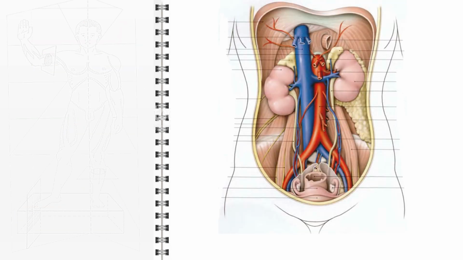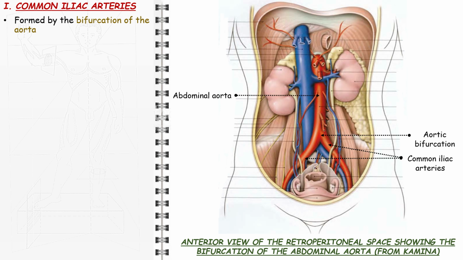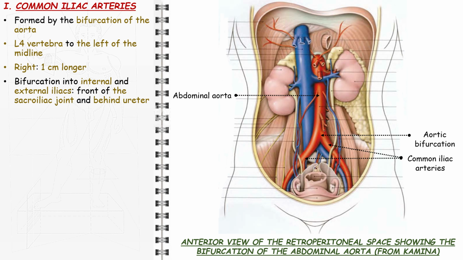The common iliac arteries are formed by the bifurcation of the aorta, on the body of L4 vertebra but to the left of the midline, so that the right artery is a centimeter longer than the left. Each passes to the front of the sacroiliac joint where the bifurcation into external and internal iliac arteries occurs. The ureter lies in front of this bifurcation or the very beginning of the external iliac.